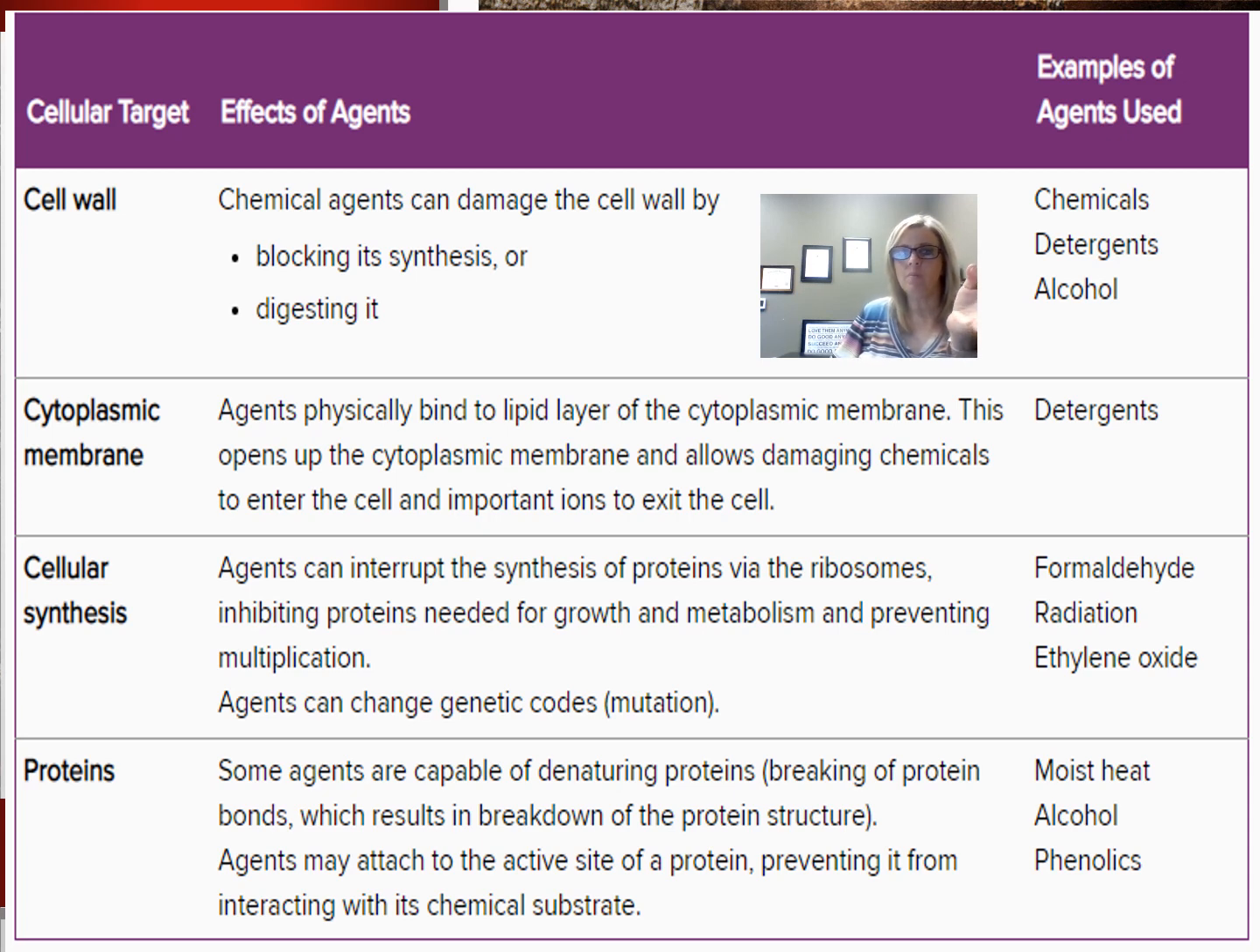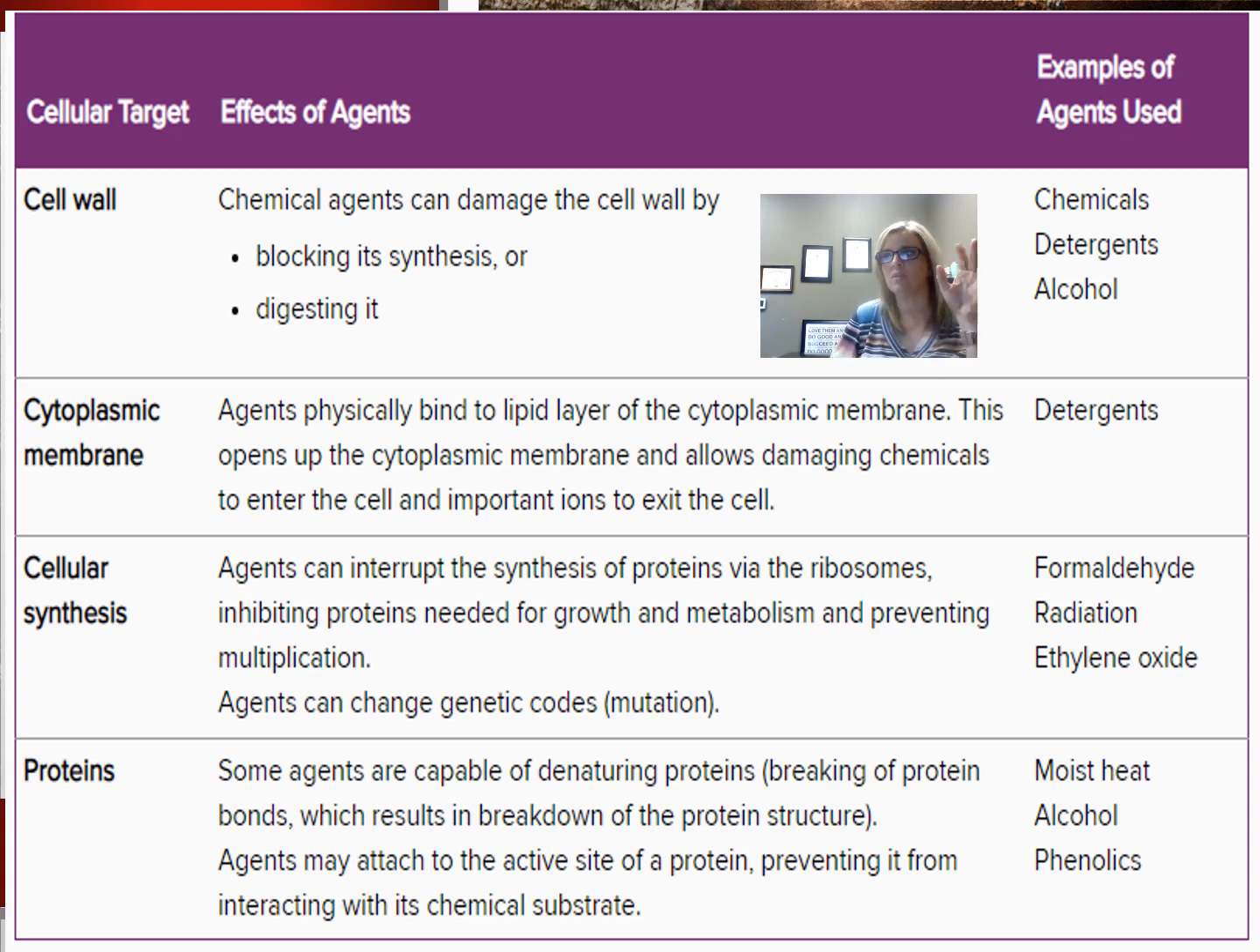But the cell wall, agents can damage the cell wall by lysing it or causing it to rupture, digesting it, or stop it from even being made, okay? Chemicals, detergents, and alcohol often do this. Cytoplasmic membrane. You can actually bind to that lipid layer of the cytoplasmic membrane and open it up and allow chemicals to get into the cell or ions to come out of the cell. So you're basically changing the permeability. Detergents are really good at this.